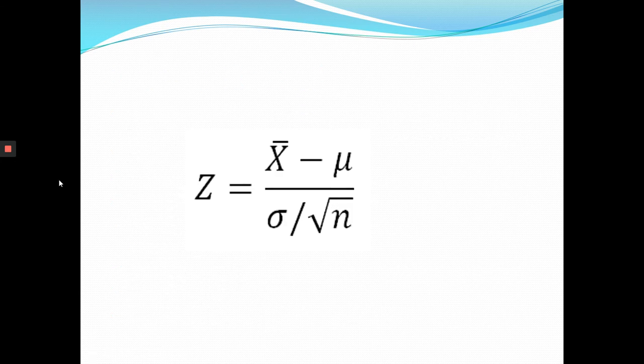So remember that 77 is the sample mean. 60 is the population mean in this case without the treatment. 10 is the standard deviation. And 50 is the n. So you just plug in the numbers there.